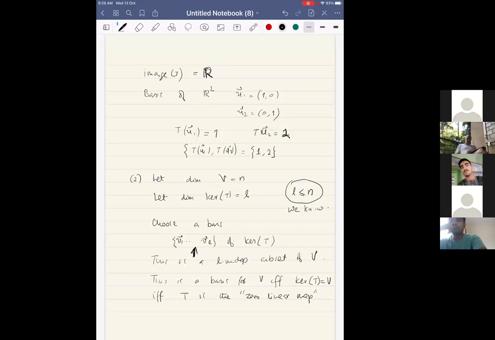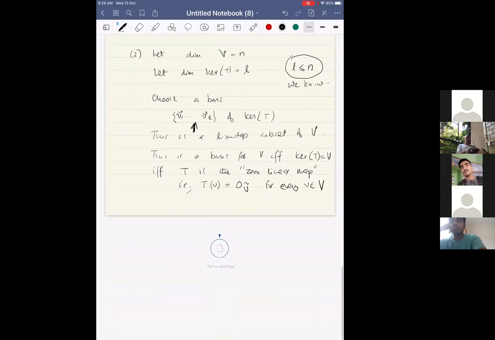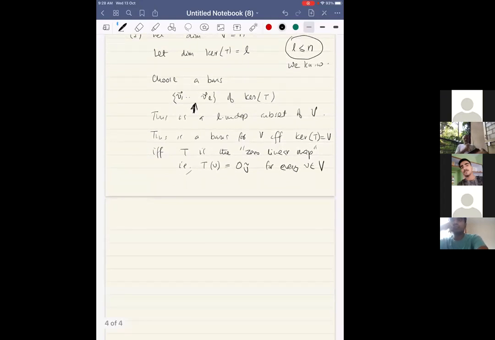What do I mean by 0 linear map? I.e., T(v) equal to 0 of V tilde for every v in V. Is everybody agreeing with me so far? So it can happen that L equal to N. But that happens only if the linear map T is just the stupid map that sends every vector in V to the zero vector in V hat.